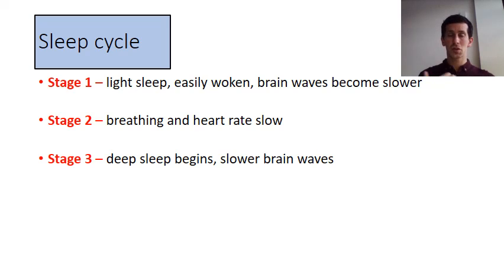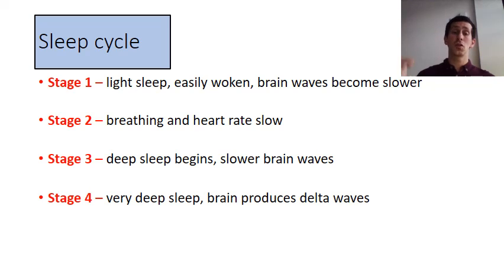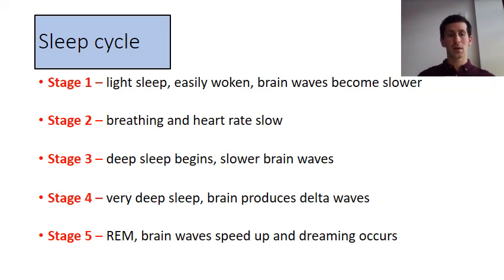Stage 3 is when you start to experience deep sleep. Okay, your brain waves start to slow down even further. Stage 4, you get into a state of very, very deep sleep and you produce something called delta waves, which I'll have a look at in the next slide. Stage 5 is REM, or rapid eye movement. Okay, and this is where brain waves start to speed up. You'll be able to see them on an EEG. And this is the stage where we see dreaming occurring. So if you've ever seen someone asleep and you see rapid eye movement, right, that's them actually in the REM stage and they're most probably dreaming.